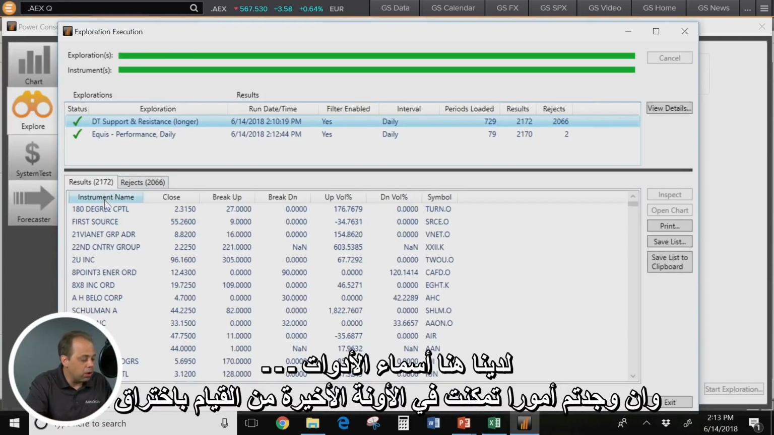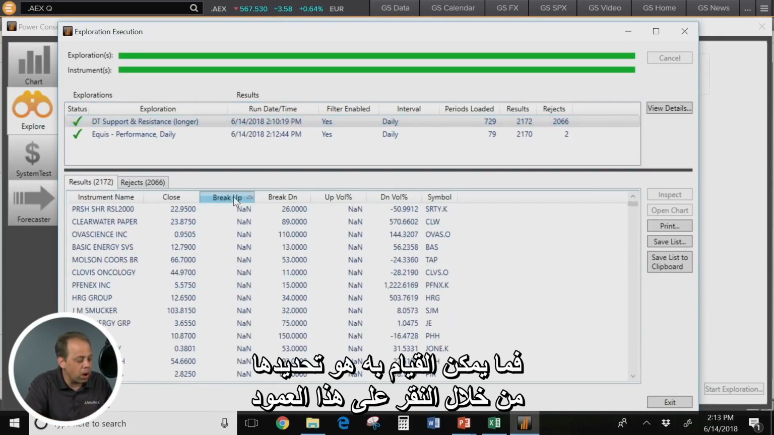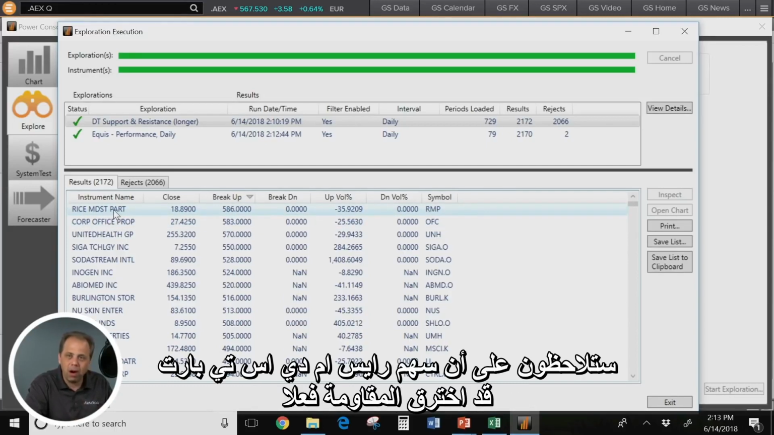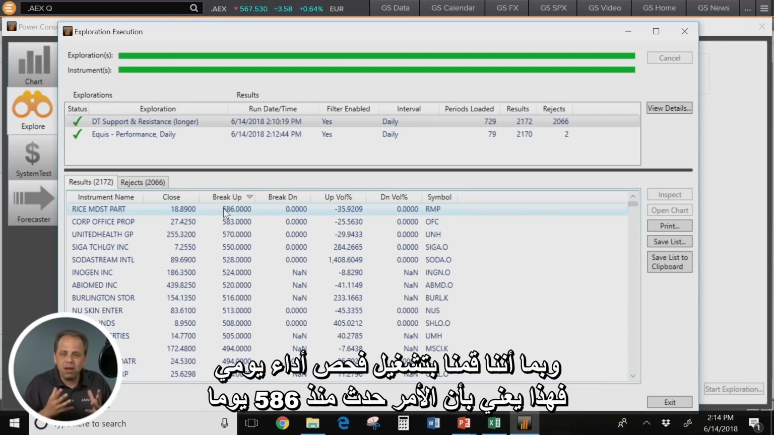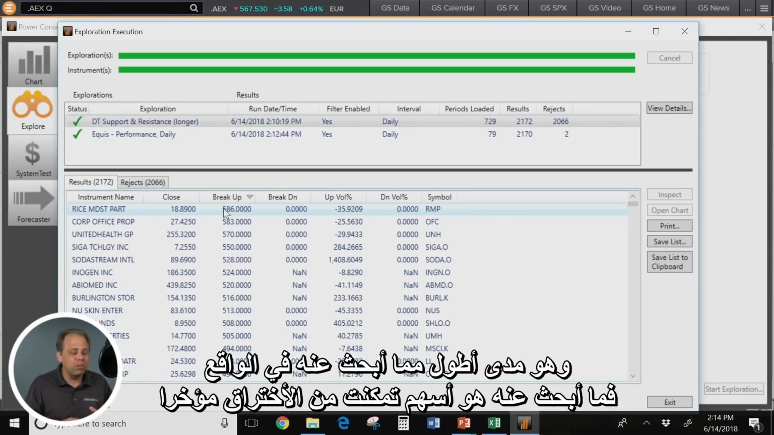Okay. Here you've got the name of the instruments, and if we wanted to find stocks that have broken up recently, let's say within the last couple of days, I can sort on this breakup column. So if I sort on this column, you'll see that Rice MDST part broke through resistance. This 586 means that happened 586 bars ago. And since we did a scan on a daily basis, that means it was about 586 days ago, which is a little more long-term than I want to be looking at.